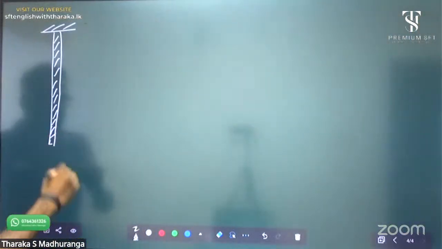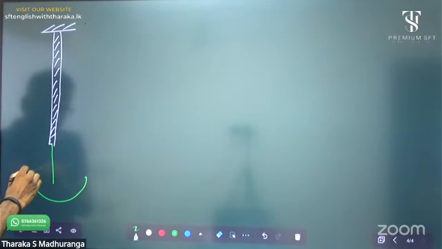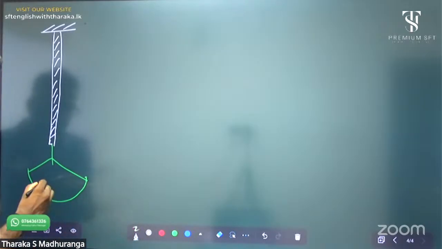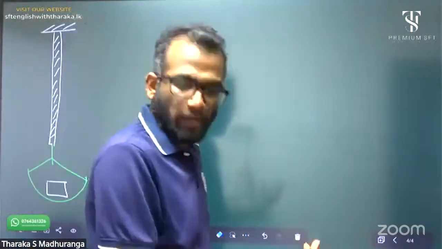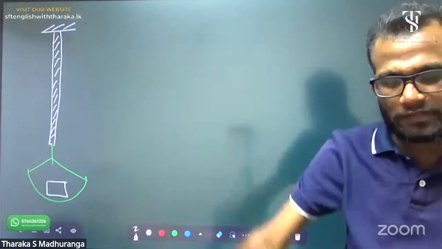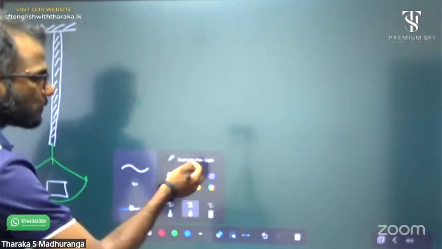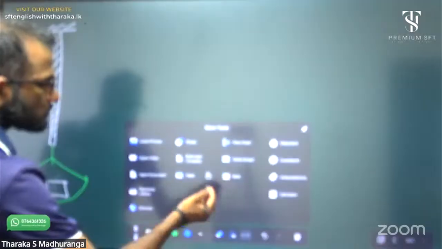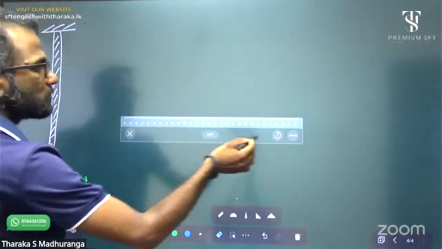Now, think we can add a scale plate like this, put some objects on it and increase the weight, increasing the force acting on this elastic substance. And we can use a ruler. Right? This is a ruler.